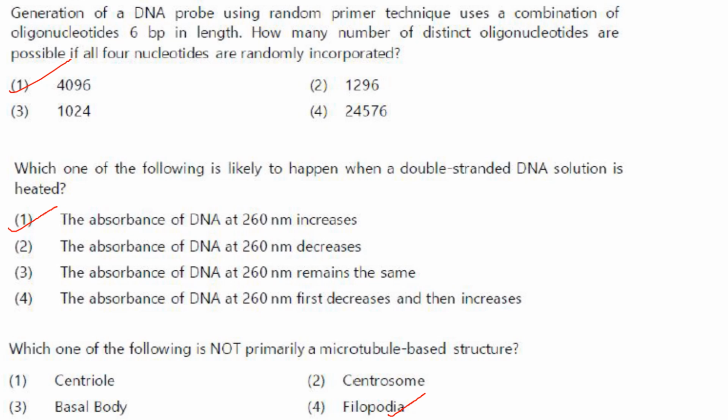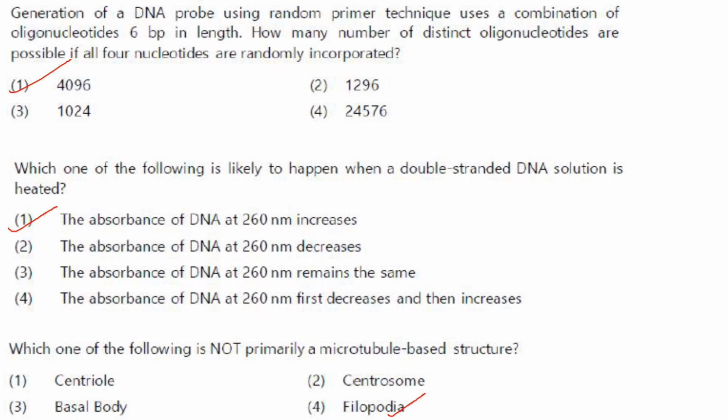So you have to calculate 4 raised to 6, that will give you 4096 as the answer. This means that 4096 possible distinct oligonucleotides, each of 6 base pair long and with all 4 nucleotides randomly incorporated, can be formed.